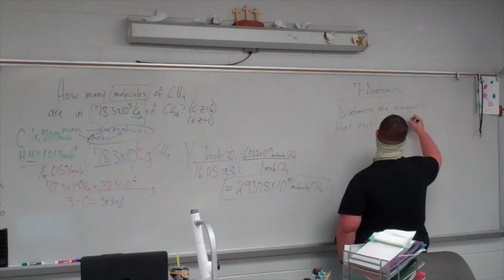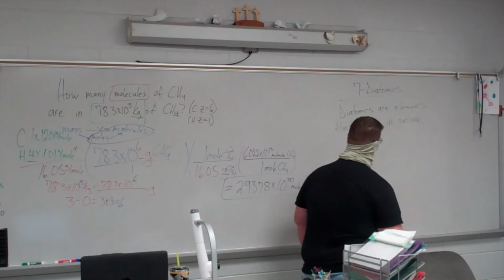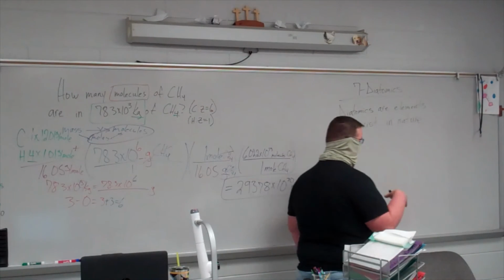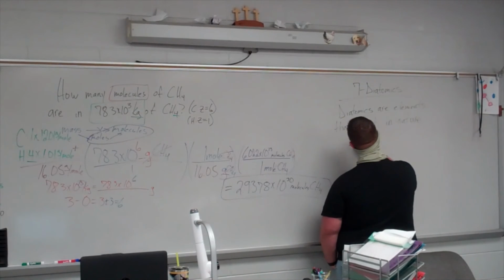So, the 7 diatomics are 7 elements that, the definition of diatomic, are elements that exist in nature bonded to themselves.